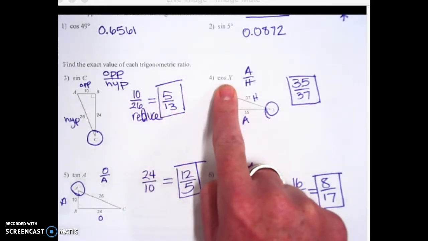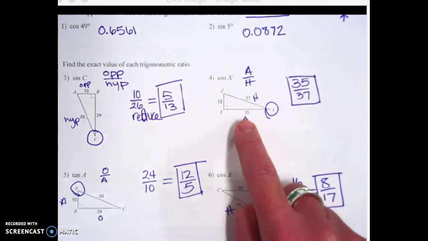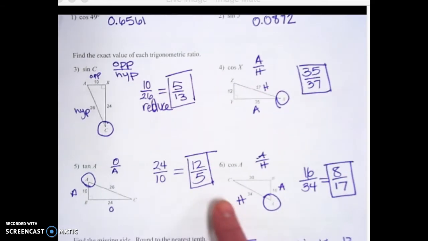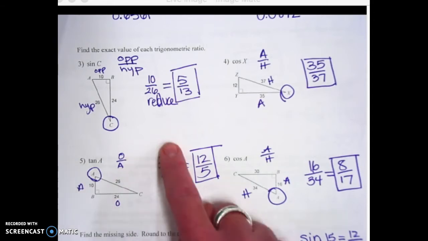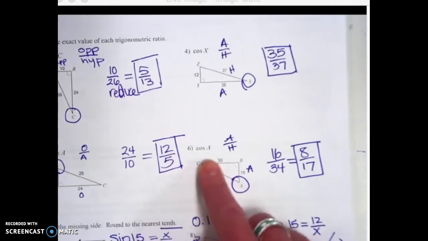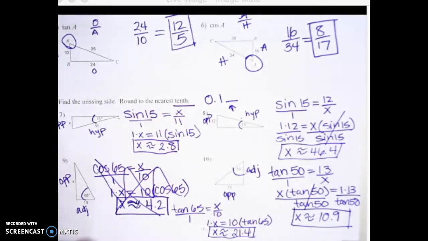For number 4, the cosine of x, so circle angle x. Cosine is adjacent over hypotenuse, so 35 over 37. Check to see if you can reduce it. Number 5 is the tangent of A, so circle angle A. You should have opposite over adjacent, so 24 over 20 reduces. Number 6 is the cosine of A, so from A you want the adjacent over the hypotenuse, and then go ahead and reduce it. Down at the bottom, find the missing side, round to the nearest 10th.